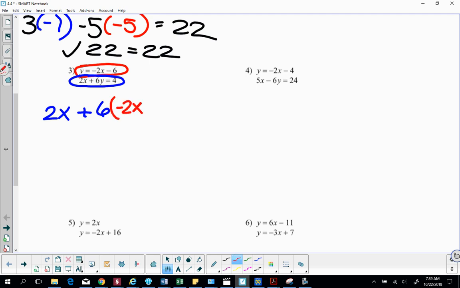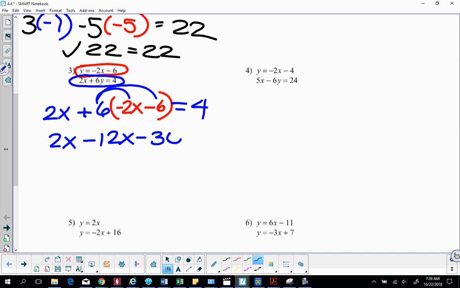-2x minus 6. Beautiful. Equals 4. So don't forget the rest of the equation too. So I'm just writing the equation, but instead of y, I'm going to substitute y in with its equal, whatever it's equal to. Then I'm going to distribute, right? So I bring down my 2x. What is 6 times negative 2x? Negative 12x. And 6 times negative 6? Negative 36.